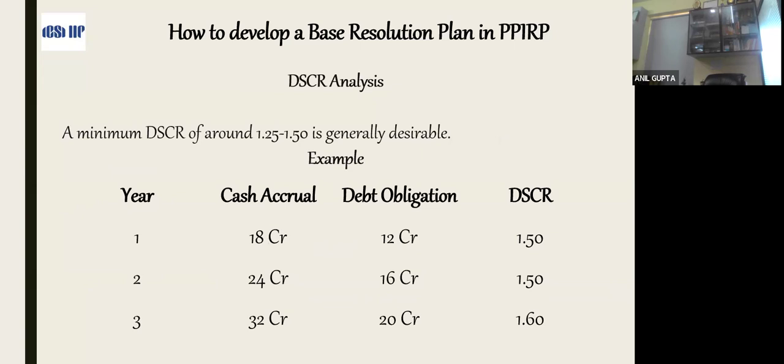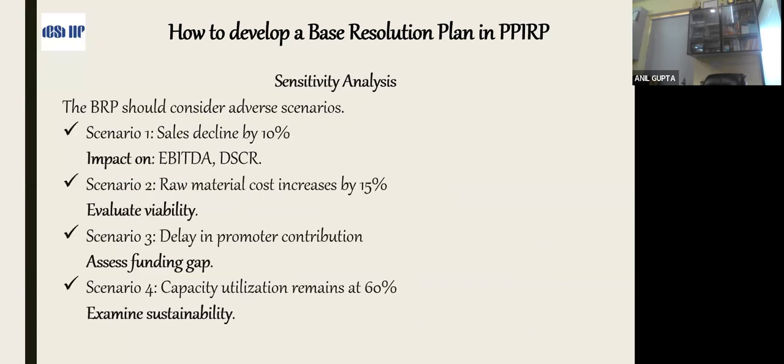And you have to calculate the debt service coverage ratio. A minimum debt service coverage ratio of 1.25 to 1.5 is required. The capacity to service the installments by the corporate debtor, cash accruals against debt obligation. If cash accruals are 18 crores and the debt obligation is 12, debt service coverage is 1.5. And like that, you have to calculate the DSCR and you have to apply the sensitivity analysis also.